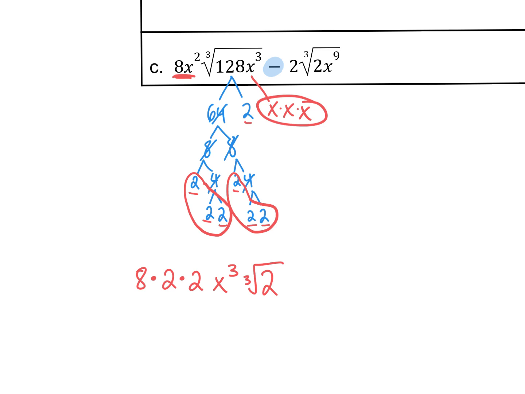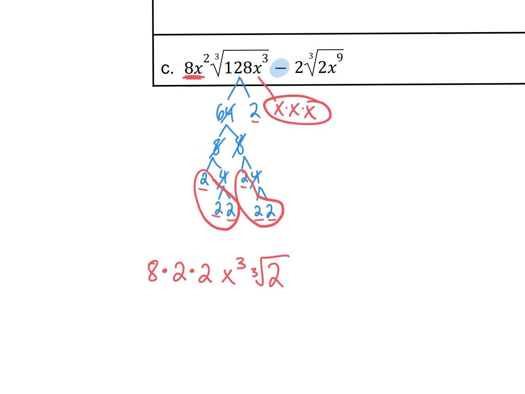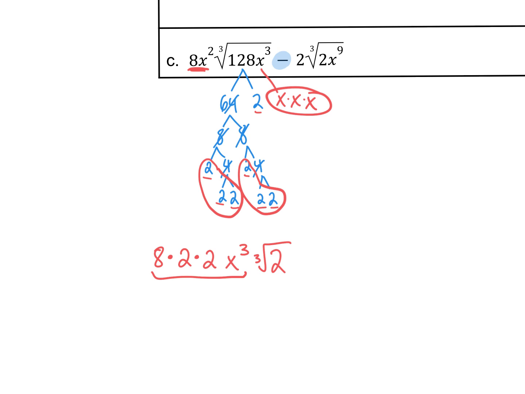Okay, can we clean this term up? Absolutely. We know we can simplify outsides with outsides, insides with insides. So 8 times 2 times 2 times x cubed. That is 32 x cubed, cube root of 2. Okay, the inside will not simplify there. Now we're looking at the second term. So I'm dropping down my subtraction sign, and we're going to do the same thing over here. So break this down. Well, 2 doesn't break down. 2 does not break down, but x to the 9th sure does.